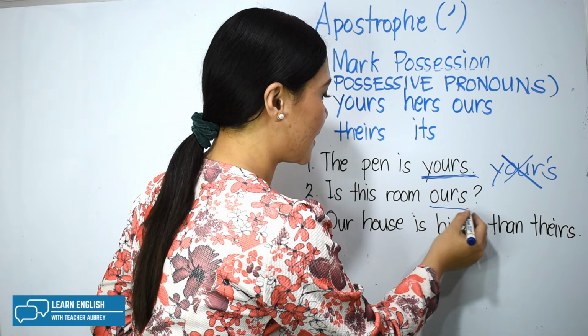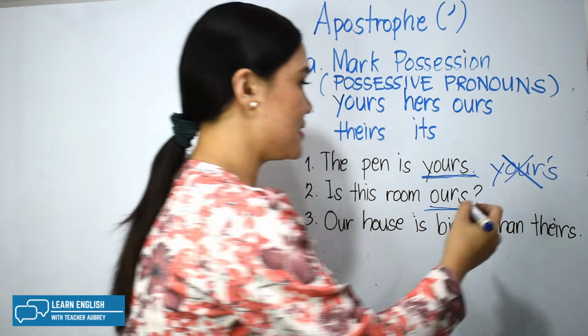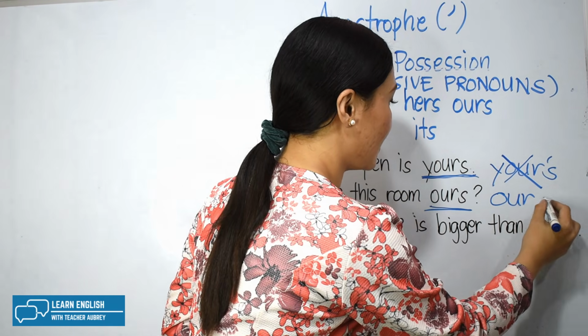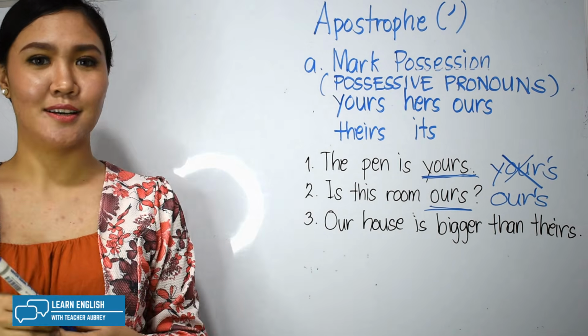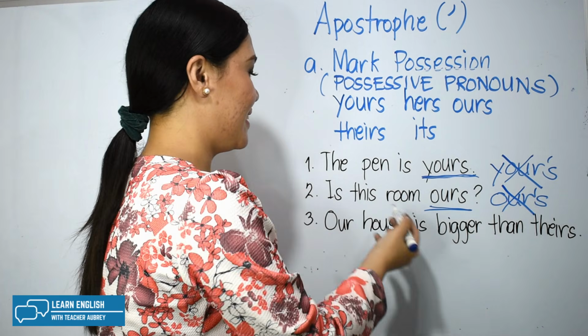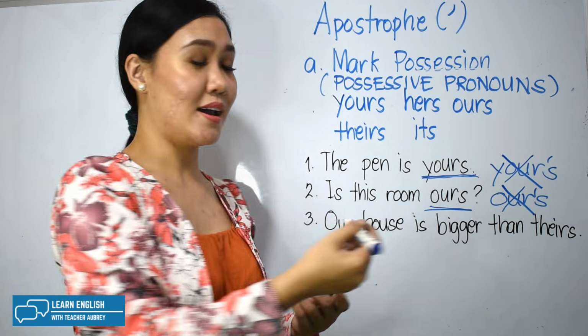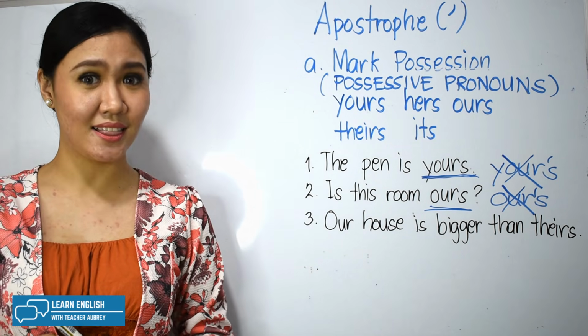Number 2, is this room ours? Ang possessive pronoun natin dito ay ours. Or in Filipino, that is atin. Minsan, may nababasa ako, sinusulat yan ng ours na may apostrophe. Wala rin pong salitang ours na may apostrophe S. Walang ganyan. So, the correct usage is, is this room ours? Ito bang kwartong ito ay sa atin?